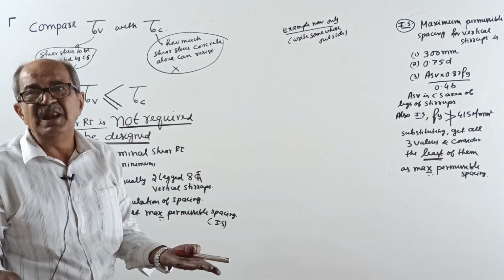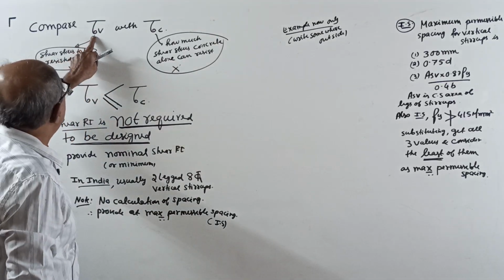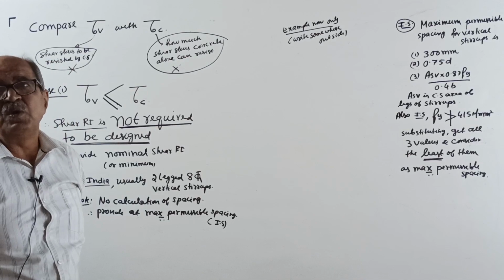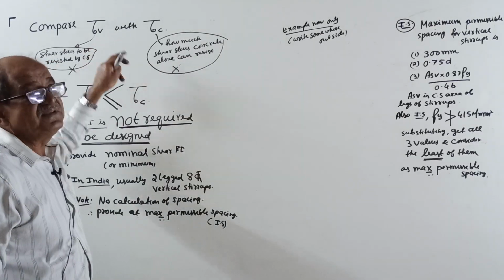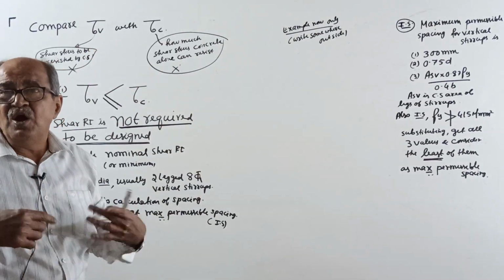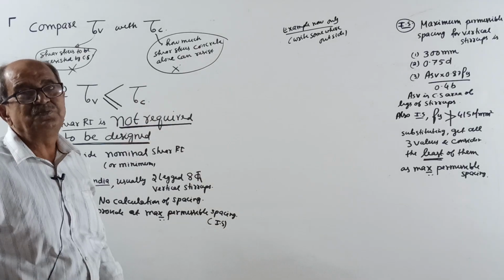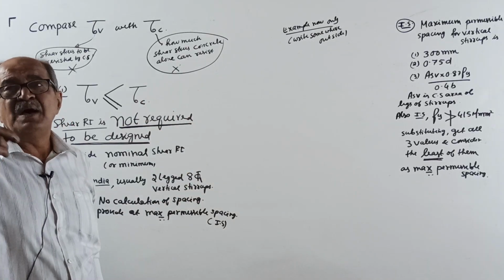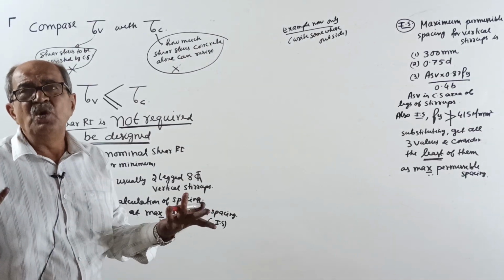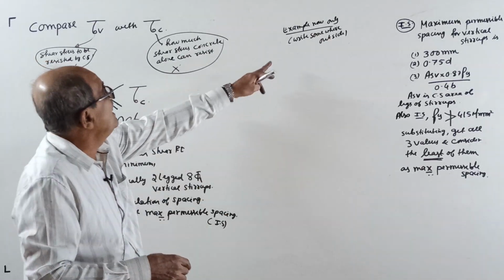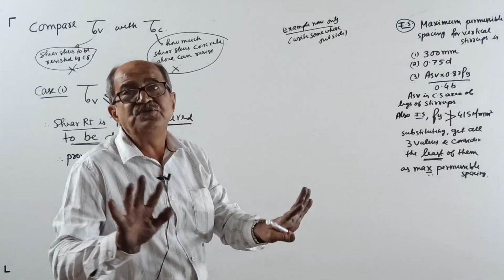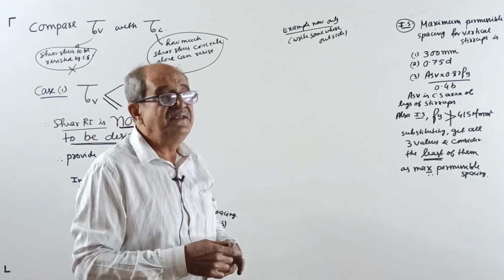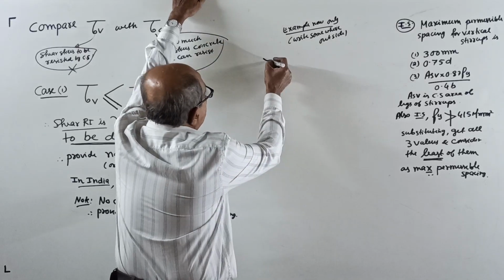This only will tell you: if tau V is less than or equal to tau C, shear reinforcement is not required. If the shear stress exceeds the limit for concrete, then you require shear reinforcement. This only will tell. I told an example in the working stress method, but I do not remember what I told. I will tell you an example now. Write somewhere outside. Imagine you are concrete.